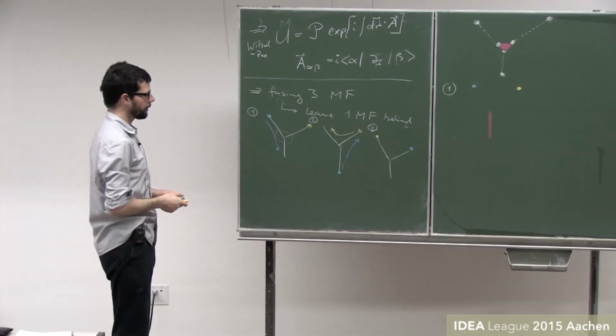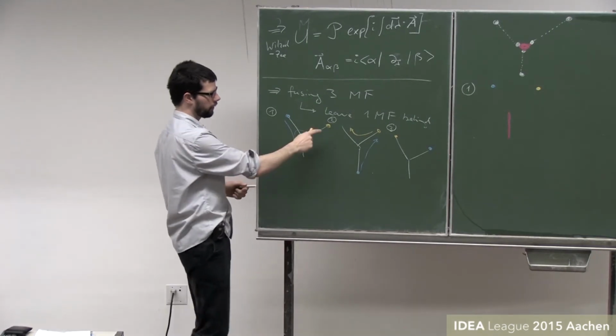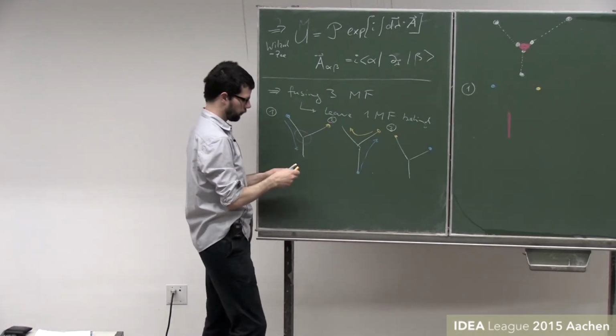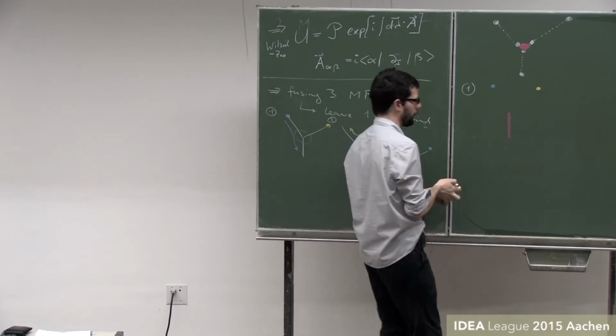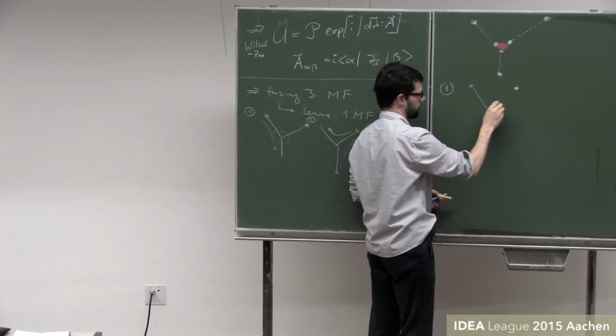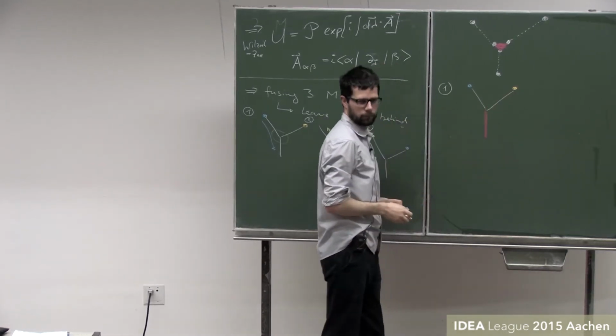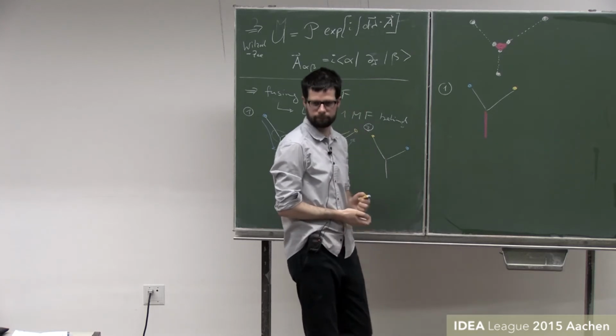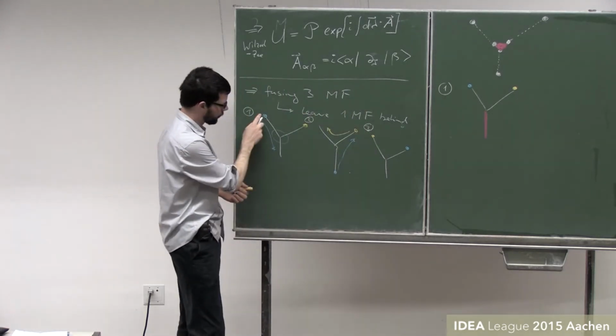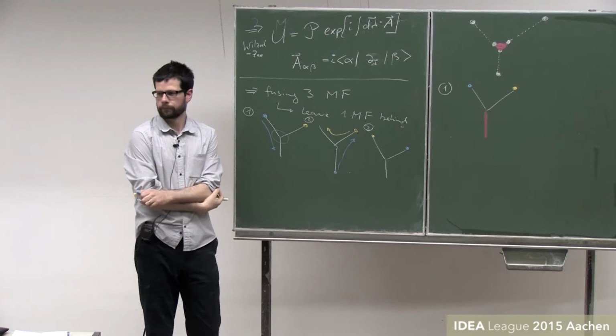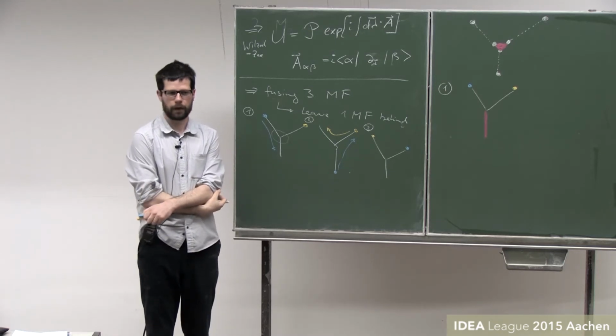So now could somebody explain to me how I can do the step from 1 to 2? What would you do, like operationally? What we have to do is to move the blue one down here. So what would you do? Any takers?